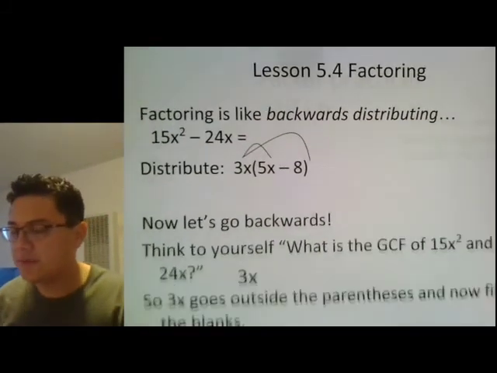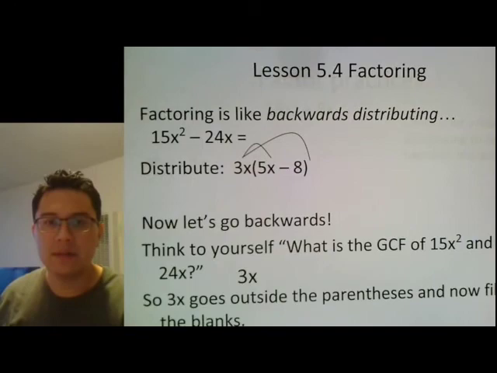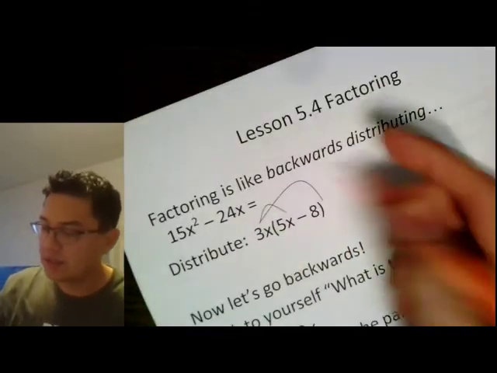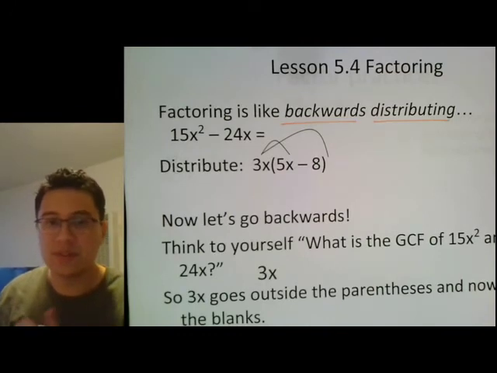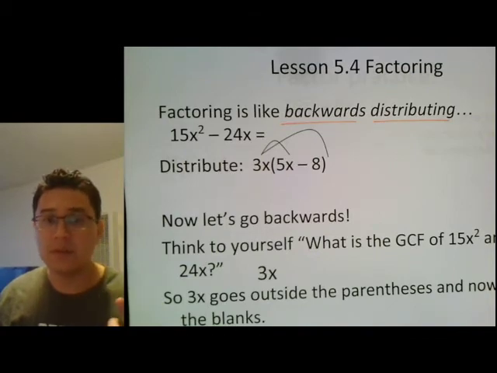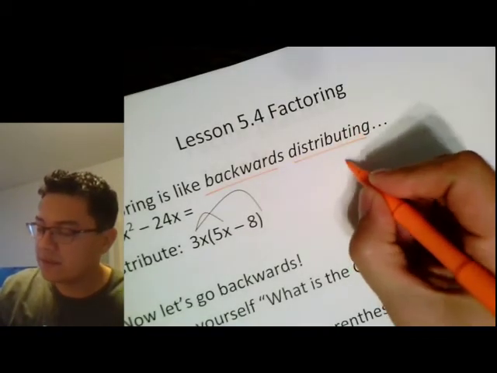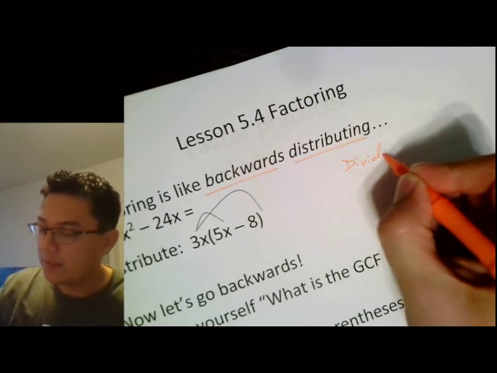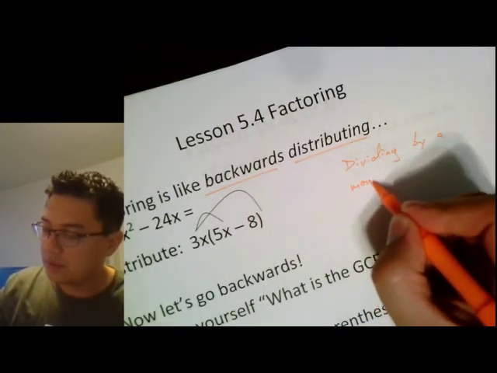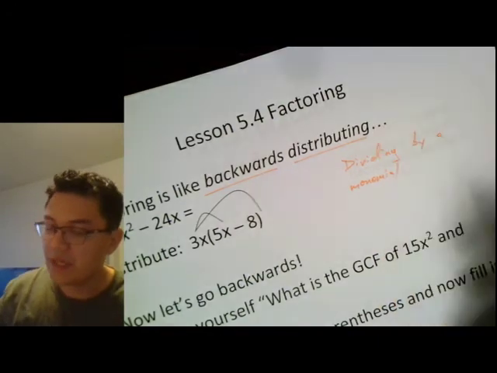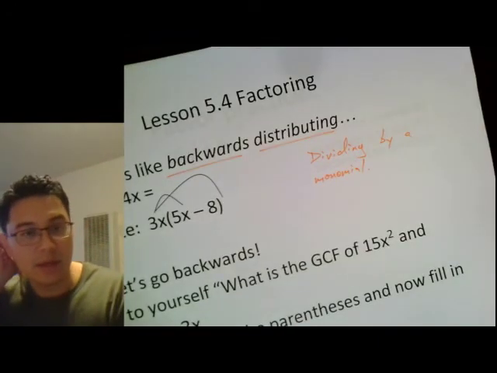Alright, so this first one here, we've actually already done this part, this concept of backwards distribution. This concept of backwards distribution is really the same thing as the dividing by a monomial that we did when we were doing division of polynomials. So this is really just dividing by a monomial. Okay, that's really all this is, and we've done that already.